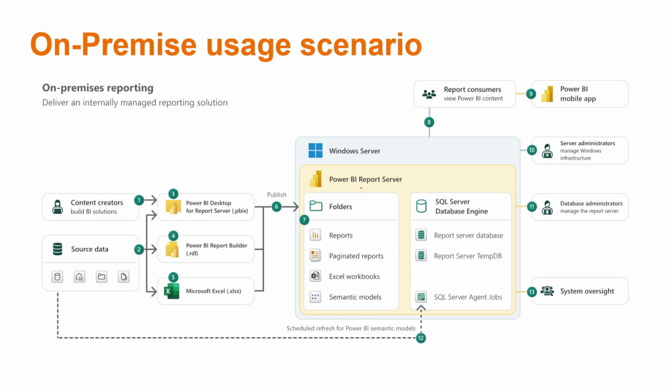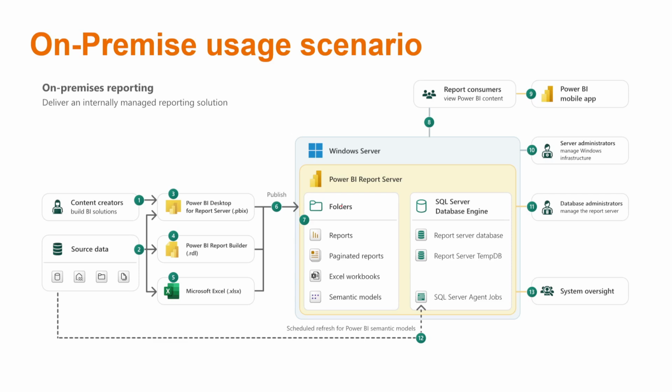So in case of on-prem solution, we call Power BI service as a Power BI report server. This is the installable which you get once you meet their licensing requirements. These are the published artifacts, either reports, paginated reports, Excel workbooks, or semantic models. You publish them from the client tools.